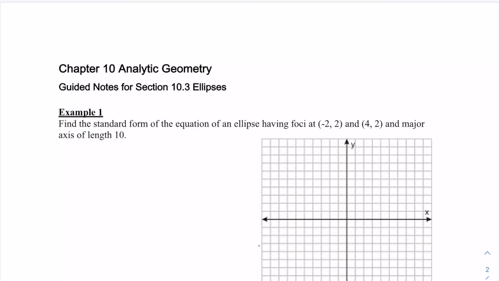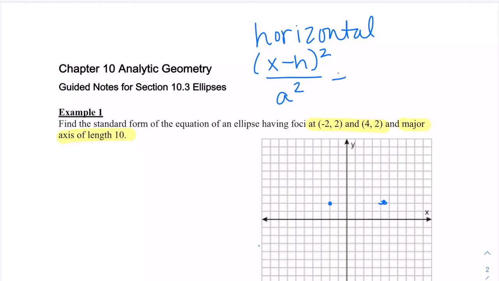For example 1, we're given that the foci are (-2, 2) and (4, 2), and the major axis length equals 10. And we need to find the standard form of the equation for this ellipse. Well, given that the coordinates are (-2, 2) and (4, 2), you can tell right away that this ellipse will be horizontal. So if it's horizontal, we know the equation will be (x minus h) squared over a squared plus (y minus k) squared over b squared equals 1.